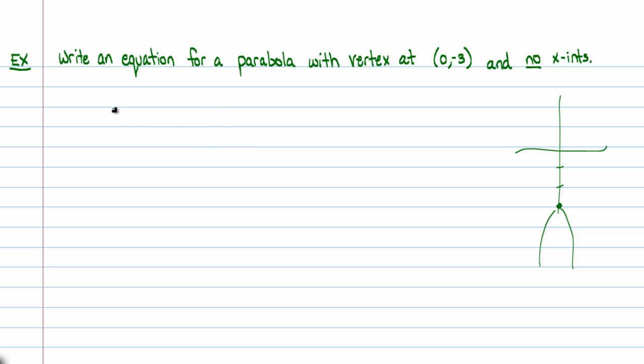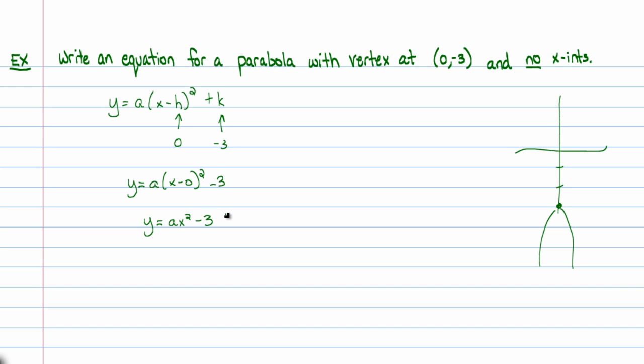So let me just write the vertex form first. A times x minus h being squared plus k. We are going to substitute in for h the value of 0, because that's the value of x for our vertex. And for k, we'll substitute in negative 3. So I get that y is equal to a times x minus 0 being squared minus 3, or in other words, y is equal to ax squared minus 3. And at this point, I need to find out what a is, but I have no other point. They didn't give me a single other point on this parabola.